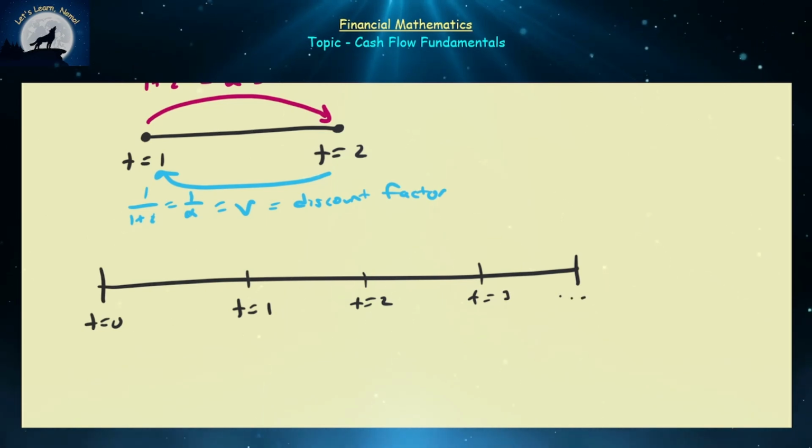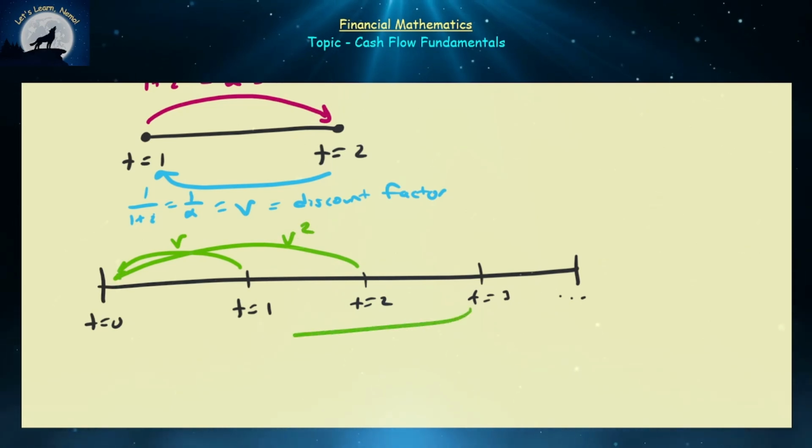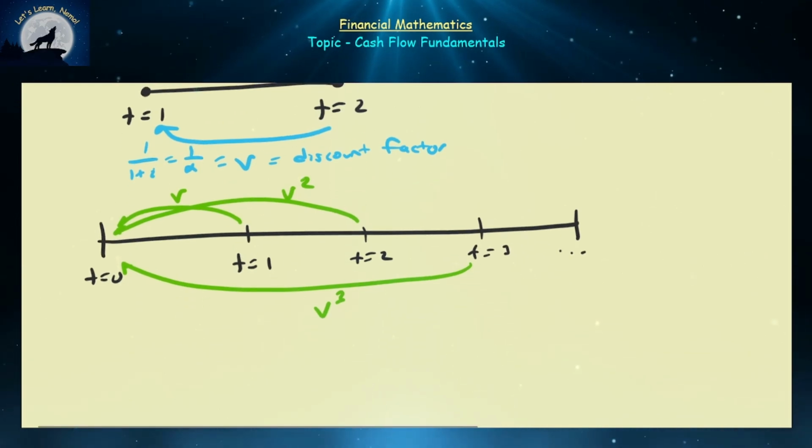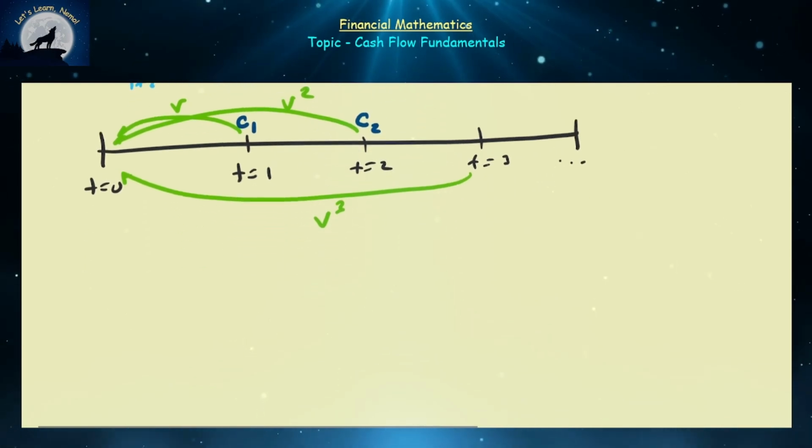If we want to move 1 step back in time, that's going to be equal to nu. If we want to go back 2 steps, that's going to be nu squared. If we want to go 3 steps into the past, that's going to be equal to nu cubed, and so on. So if we have a cash flow at time t equal to 1, we just need to discount that once. If we have a cash flow at time t equal to 2, we just need to discount that twice, and so on.